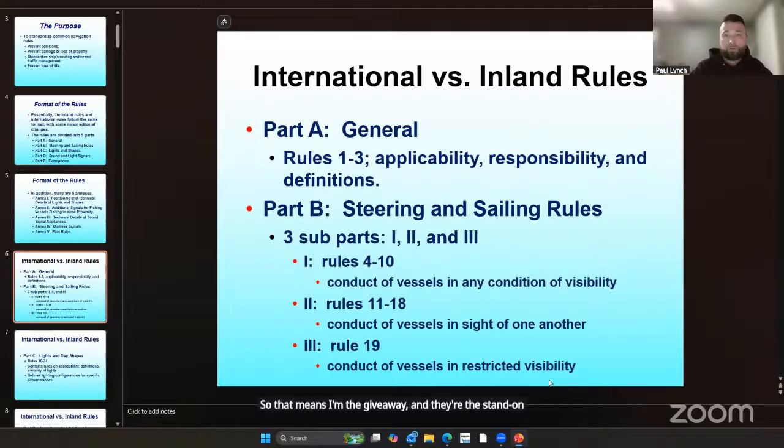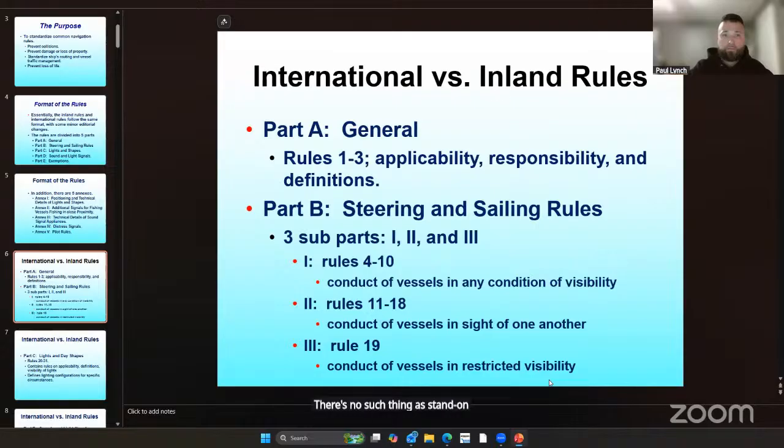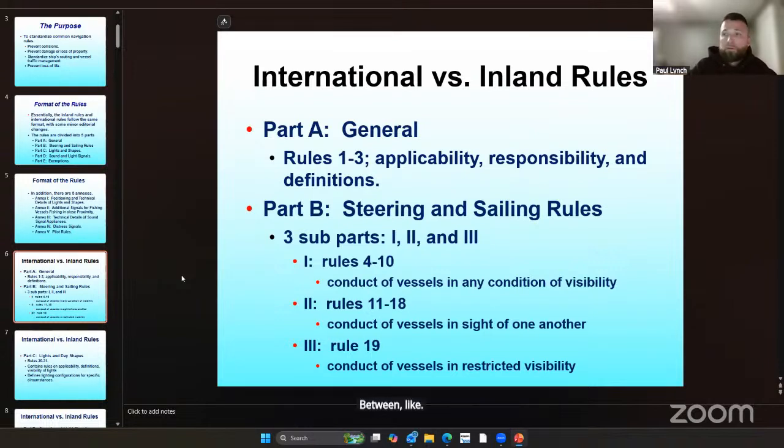But when you're in restricted visibility, there's no such thing as stand-on and give-way. Everyone's at fault. I'll go over that again. When you're in restricted visibility, no one has the right of way, between the example I just gave.